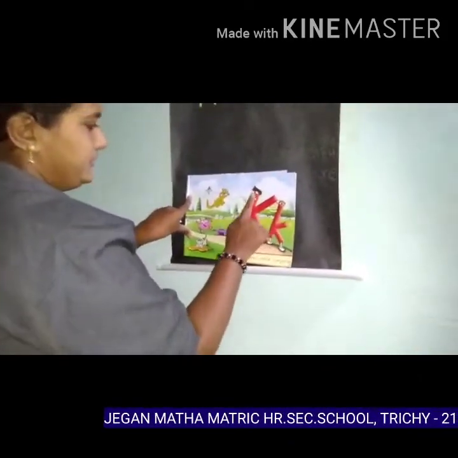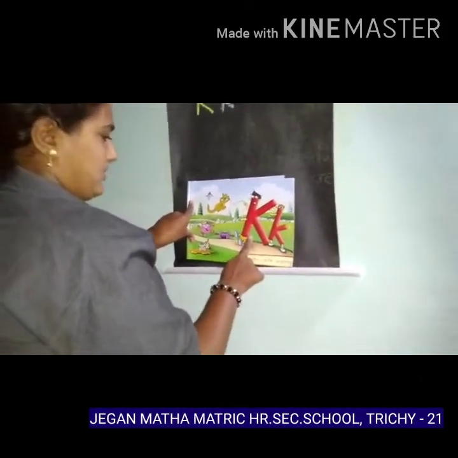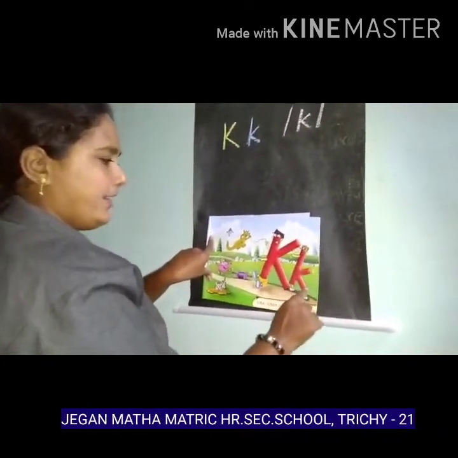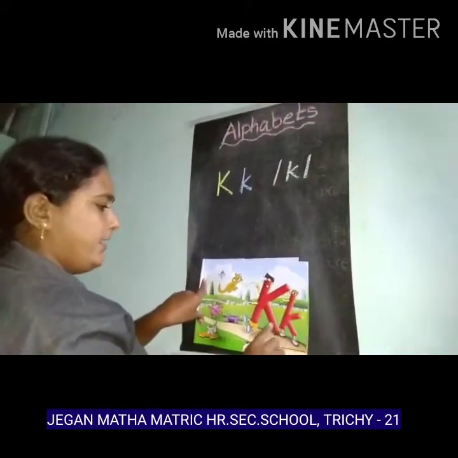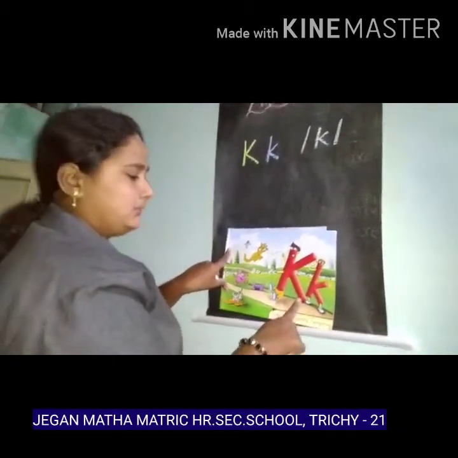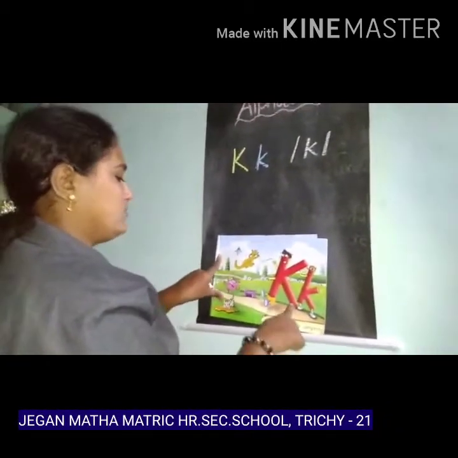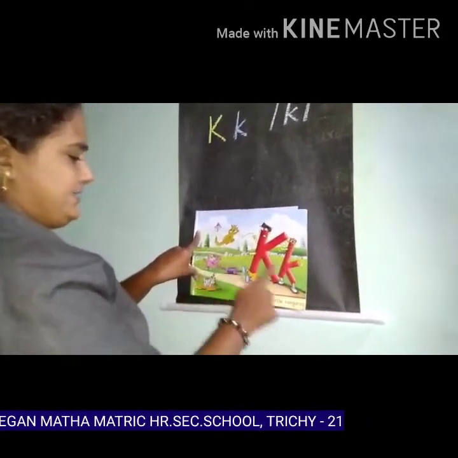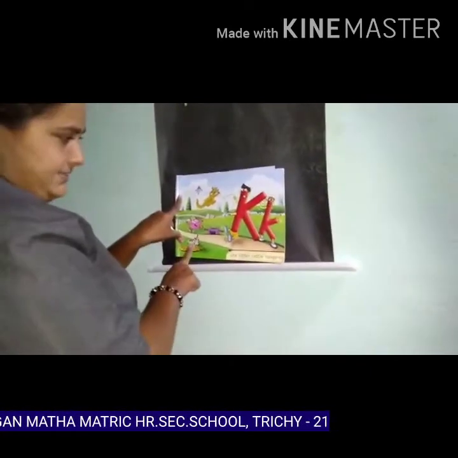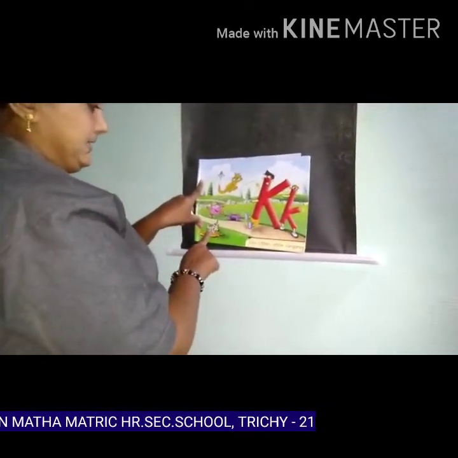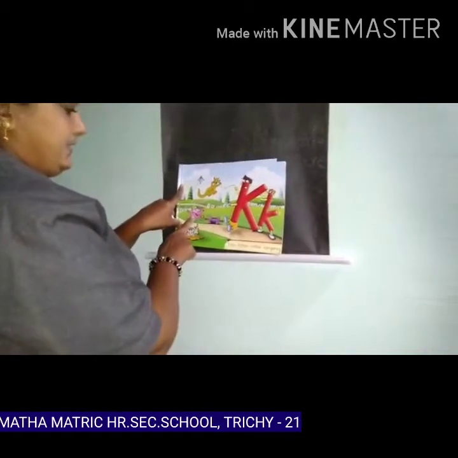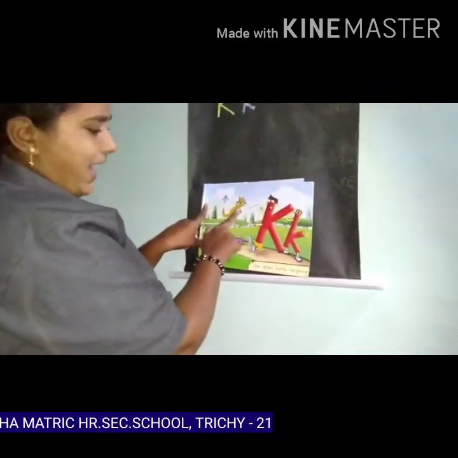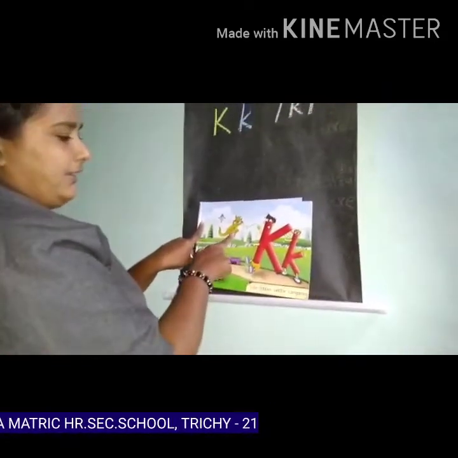What letter is this, children? Capital K. What letter is this? Capital K. Small K. Small K. What sound for K, children? K. What sound for K? K. So K, kite. K, kite. K, kitten. K, kitten. K, kettle. K, kettle. K, kangaroo. K, kangaroo.